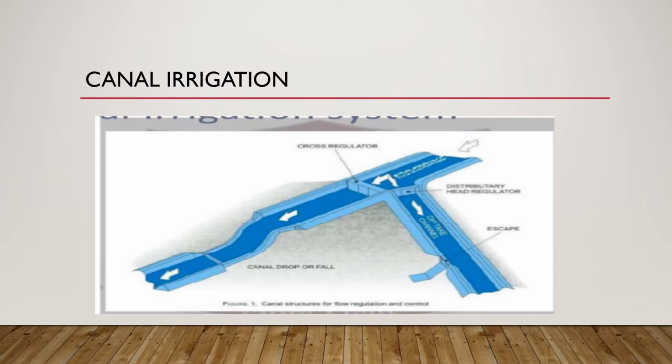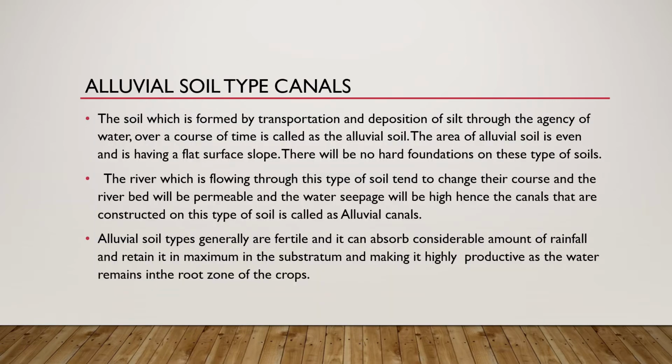Okay, what is an alluvial soil type canal? Actually, the soil which is formed by transportation and deposition of silt through the agency of water over a course of time is called alluvial soil. The area of alluvial soil is even and has a flat surface slope. There will be no hard foundation on these types of soils.